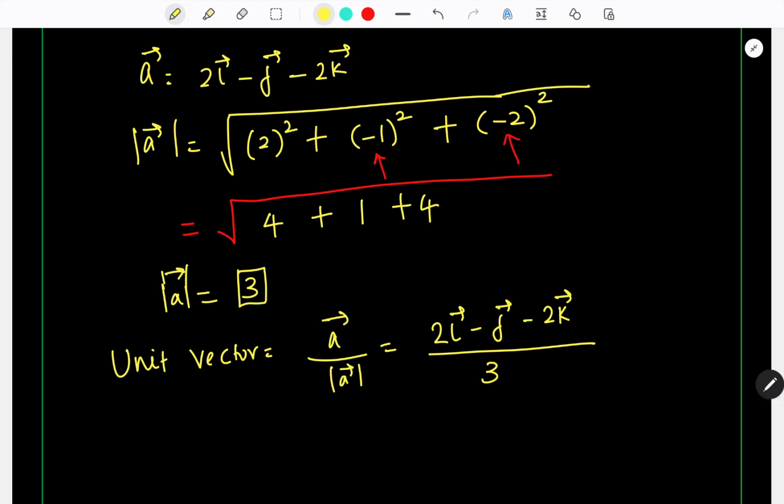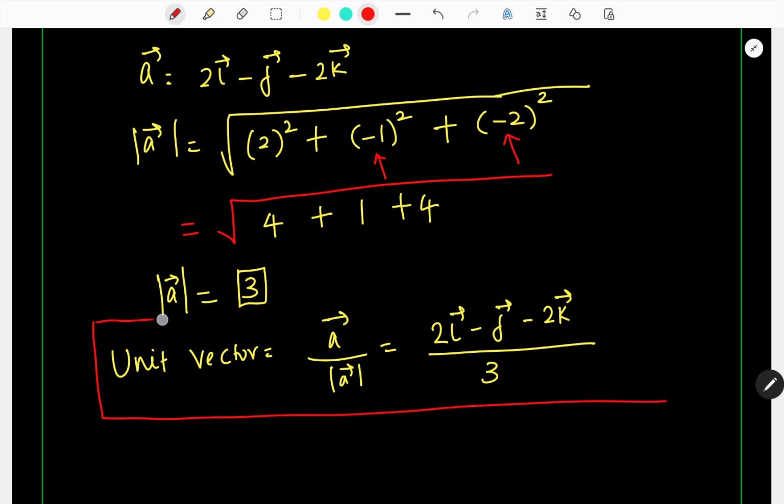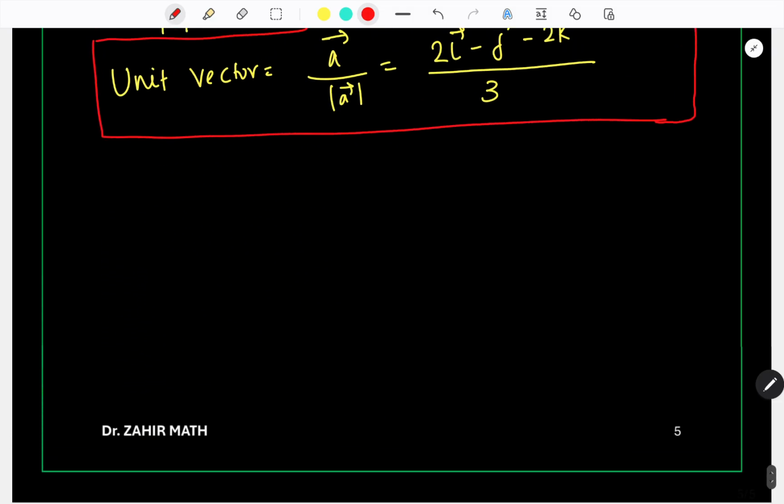Okay, right. Let me erase this, sorry. So this is the a vector. So the unit vector is equal to this one. How much? This is equal to 2i vector minus j vector minus 2k vector, all divided by 3. This is your unit vector.